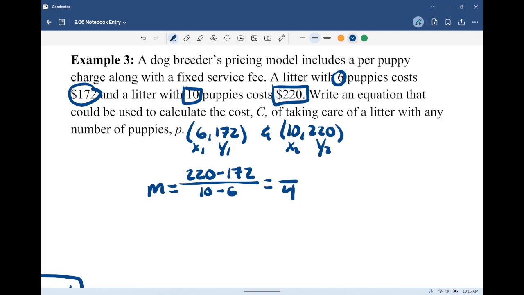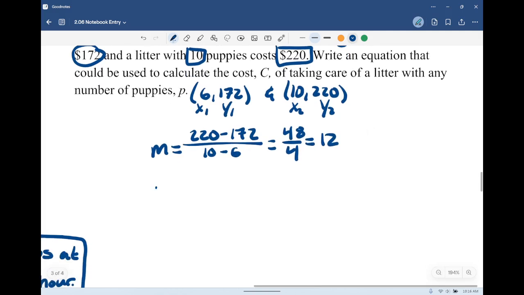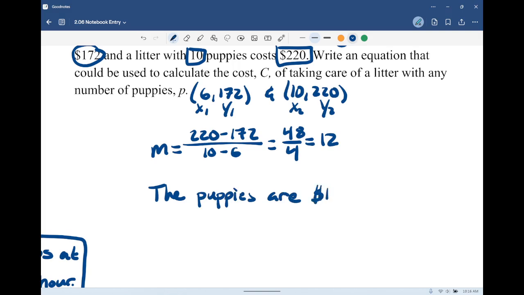48. Okay, 48. From here, what's 48 divided by 4? 12. And so, for right now, the puppies are $12 per puppy. For now, that's really all I want us to have.